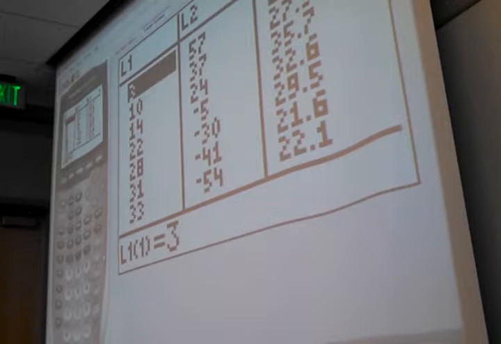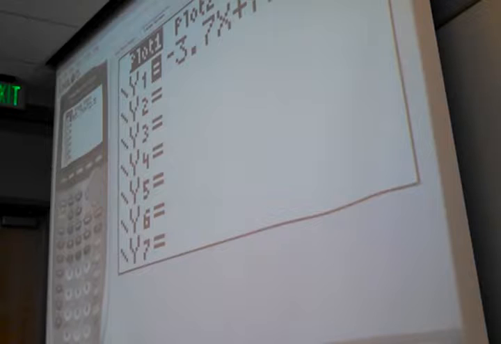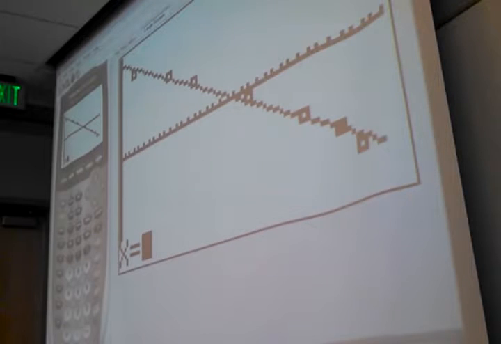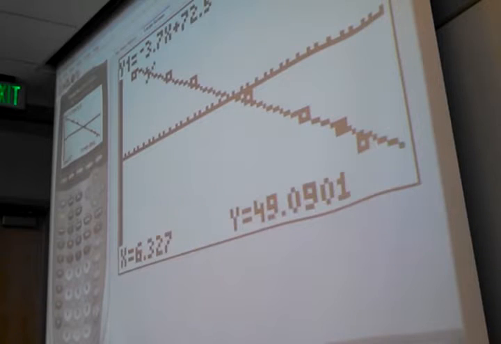So how would I do that in the calculator if I wanted to predict for 6.327? You go to second trace, value, and then you just put in there 6.327. Bam. So it says it would be about 49 degrees. Or you just actually by hand put that into the equation you got. It's what the calculator does. We put the equation in the calculator, it uses it to get that output.